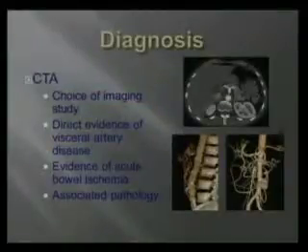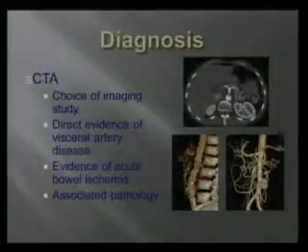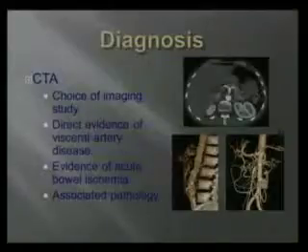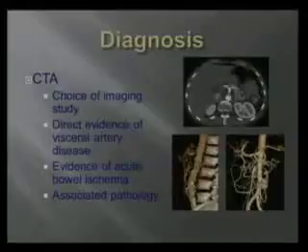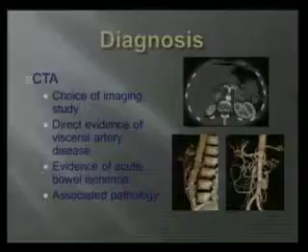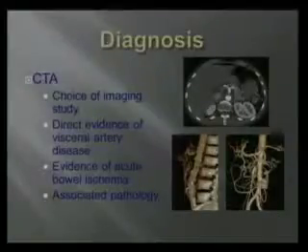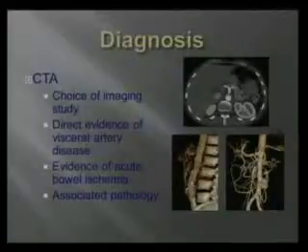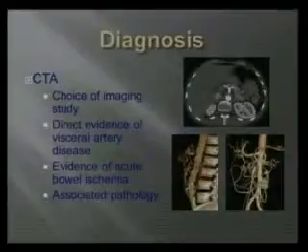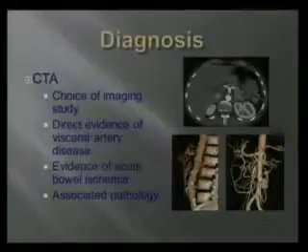CT scan is the imaging study of choice. If you really worry that the patient may have chronic mesenteric ischemia, then CT scan will be the study for diagnosis. It can give you direct evidence of visceral artery disease, like this from an axial cut. You can see this is a celiac trunk occlusion, and from a lateral view, you see celiac and SMA disease. And with this good reconstruction AP view, you can see all these collaterals.